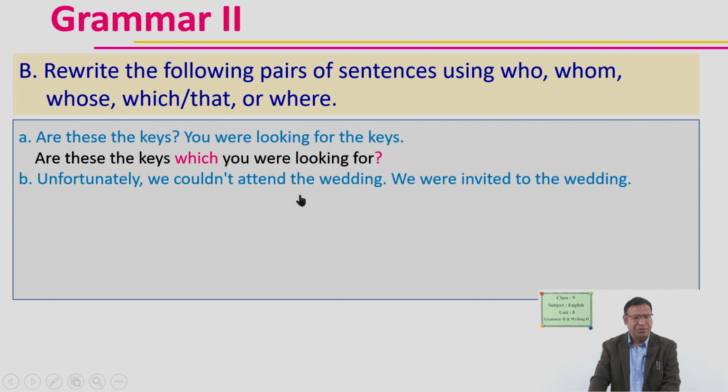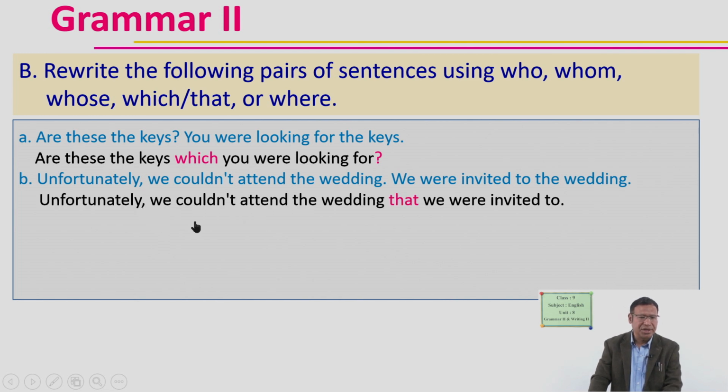So therefore, we can say, unfortunately, we couldn't attend the wedding that we were invited to. We can also say which we were invited to. In a situational case, we can say where we were invited to also. But that is the most suitable one.